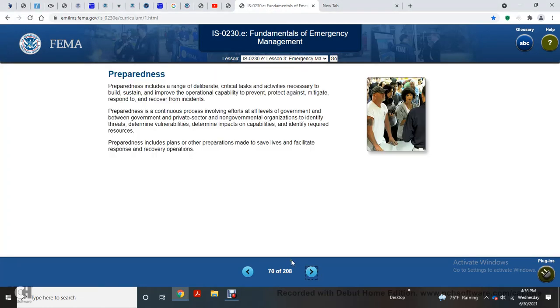Preparedness. Preparedness includes a range of deliberate, critical tasks and activities necessary to build, sustain, and improve the operational capability to prevent, protect against, mitigate, respond to, and recover from incidents. Preparedness is a continuous process involving efforts at all levels of government between government, the private sector, and non-government organizations to identify threats, determine vulnerabilities, determine impacts and capabilities, and identify required resources. Preparedness includes plans and preparations made to save lives, facilitate response, and recovery options.